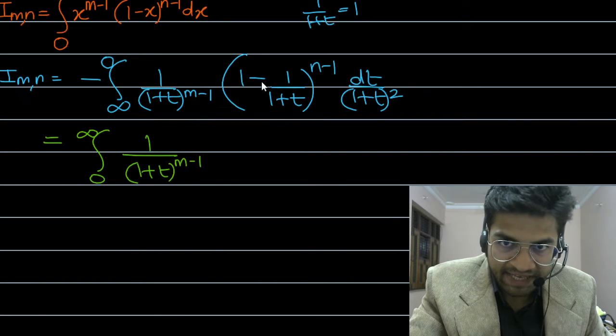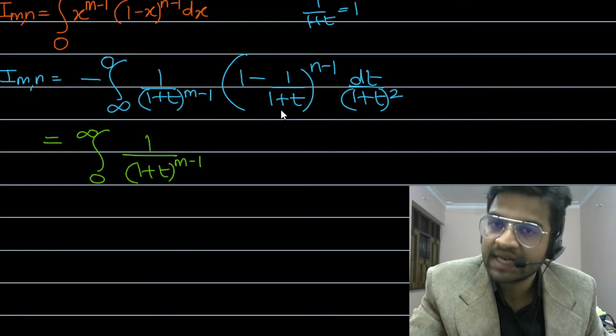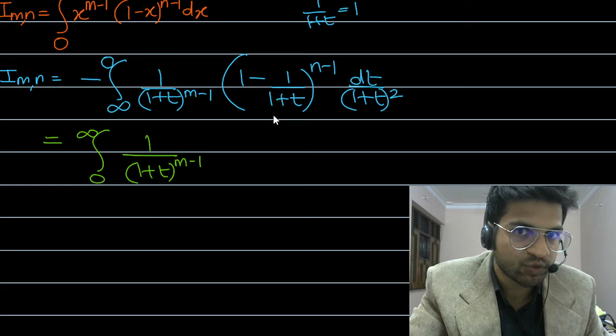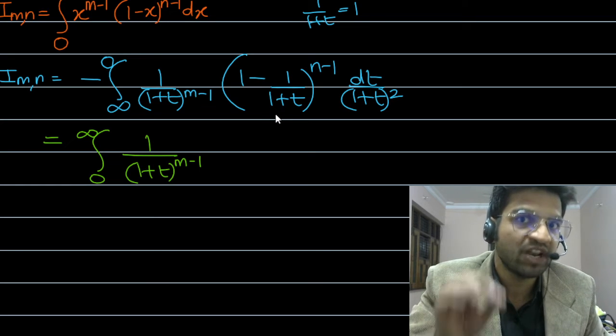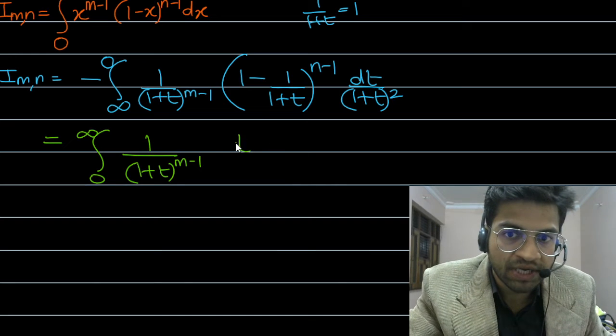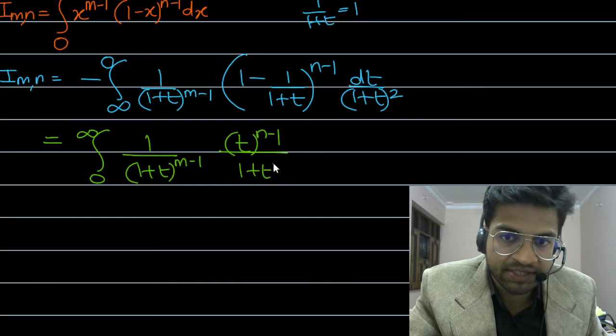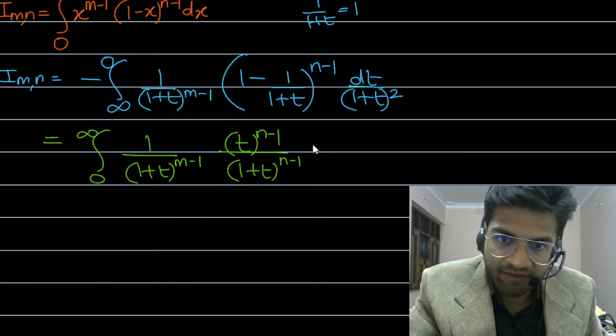Taking LCM in the second expression, we have 1 minus 1 by 1 plus t. Take LCM, you will get 1 plus t minus 1 upon 1 plus t. 1 plus t minus 1 is t. So t to the power n minus 1, and in the denominator we will have the same term, 1 plus t to the power n minus 1. Then we have dt by 1 plus t whole square.